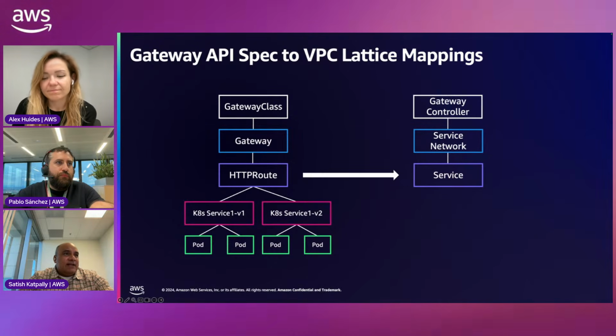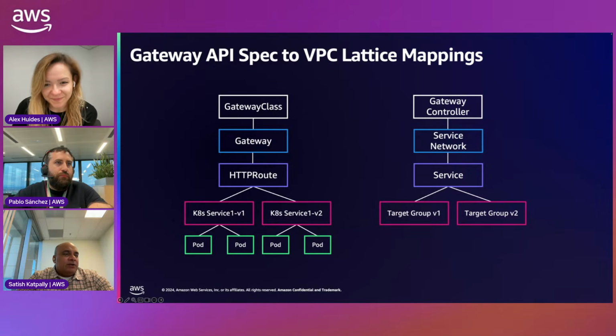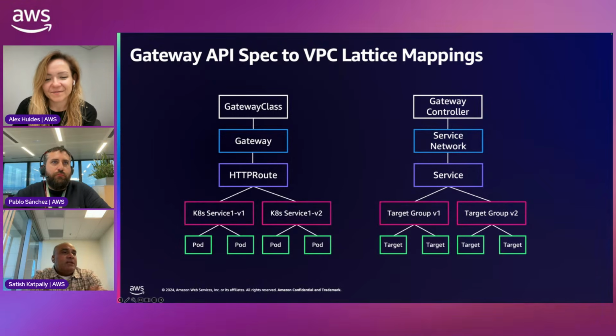And then HTTP route maps to your service. In Lattice, it's the Lattice service construct, a layer 7 service that gets created. And then the target groups are your different backend refs. It could be multiple target groups based on blueprint deployments, canaries, etc. And then your pod IPs are your targets.